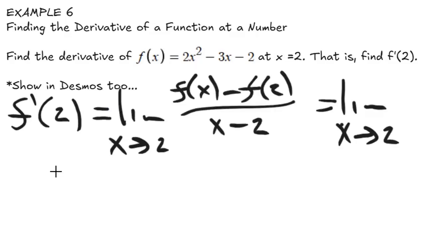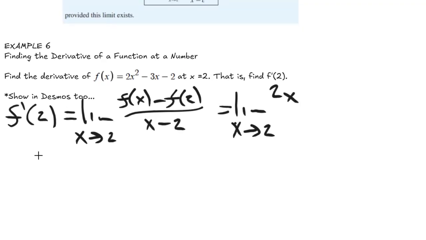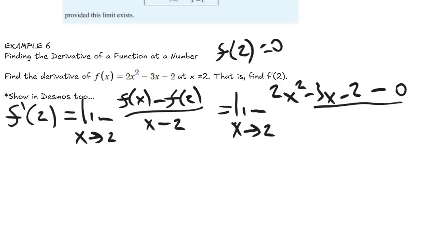Plugging in, f of x is 2x squared minus 3x minus 2 minus, now off to the side we can do f of 2, and that's where you plug 2 into the function. So 2 times 2 squared minus 3 times 2 minus 2, which is going to give us 0, all over x minus 2. Just a word of caution, you're not always going to get 0 here, so just be careful.